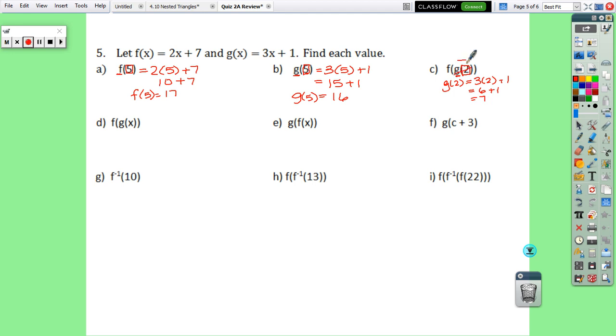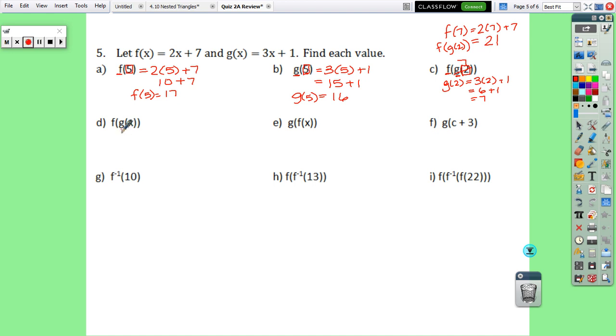And then we're going to take that answer and we're going to plug it into the f function. So we're going to do f of 7, which is 2 times 7 plus 7, which is really the same thing as 3 times 7, which is 21. So f of g of 2 is equal to 21.